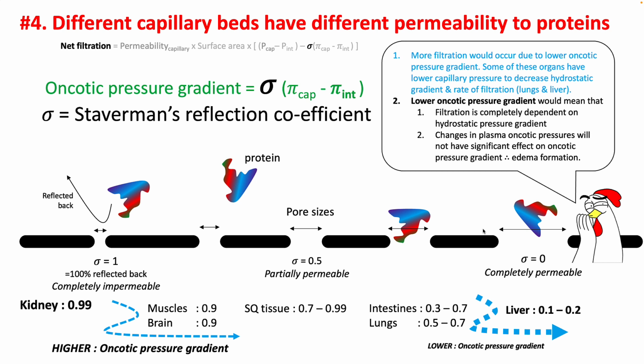Lower oncotic pressure gradient has two important clinical implications. First, the filtration in these conditions is completely dependent on hydrostatic pressure. That means if your sigma is very low, your component of oncotic pressure gradient is very low, so your net filtration depends mostly on your hydrostatic pressure gradient.